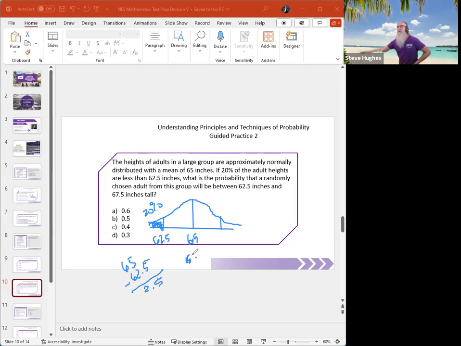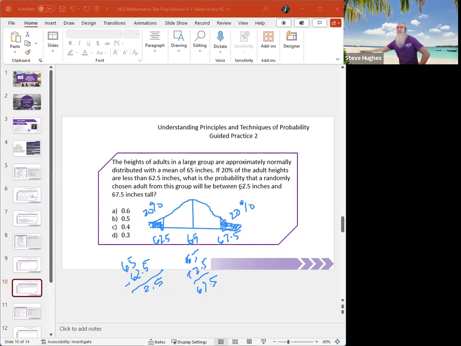65 plus 2.5 is 67.5. So this one is 67.5. And it wants me to find the probability between those two. All right, now here's where symmetry comes in. Because this is symmetric and because these are equal distance from the mean, that means this probability right here must be the same. That means this also must be 20%.